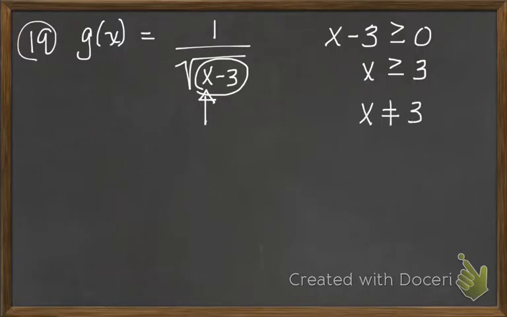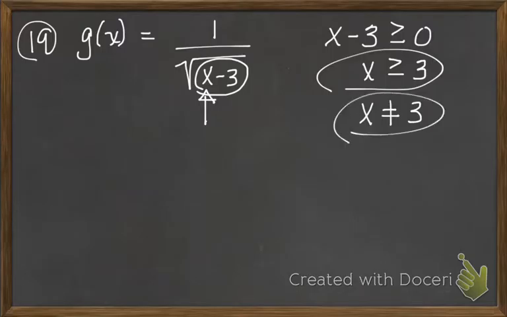So let's think about this. This statement says x must be greater than or equal to 3, or we'll have what kind of numbers? Imaginary. Then I have x can't be 3. Why can x not be 3? It would put a square root of 0 in the bottom, which is 0, and 1 divided by 0 is undefined. So I've got to make sure my domain is greater than or equal to 3, but I also have to make sure that I do not include 3.